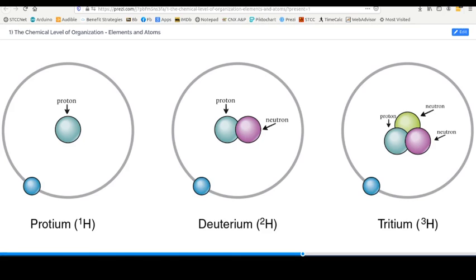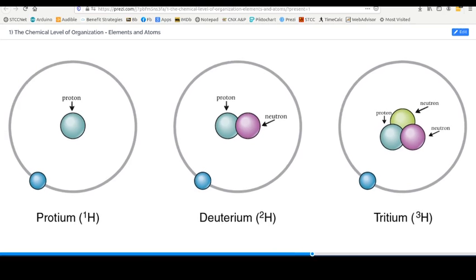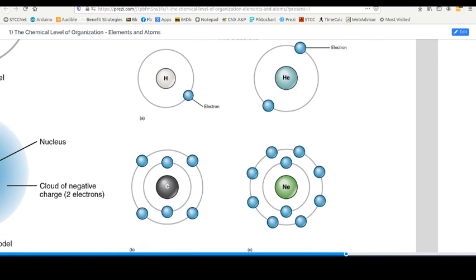And in hydrogen, the most abundant form of hydrogen by far, what's called protium here, there's just the one proton and a single electron orbiting it. Speaking of electrons, now we have models of a few different types of elements. The first one is the same hydrogen.